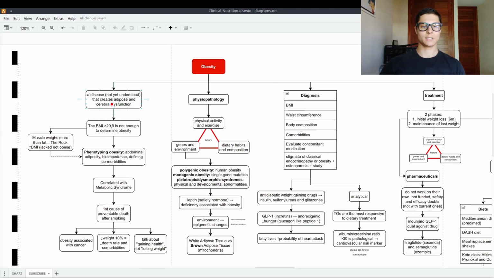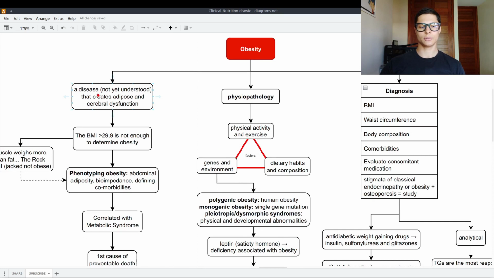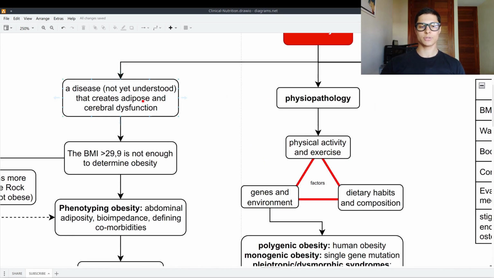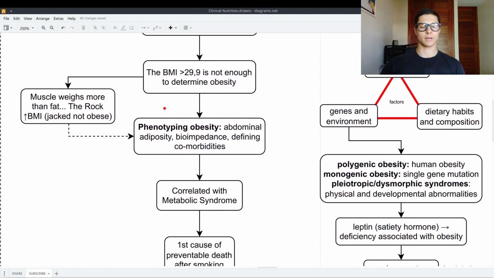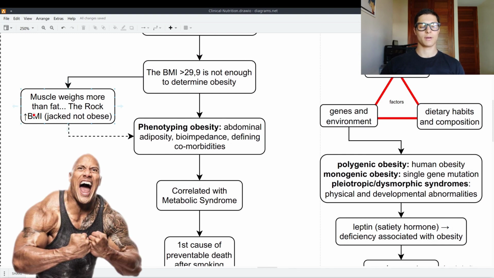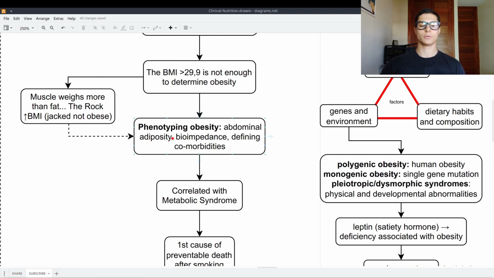Obesity. It is a disease not yet understood that creates adipose and cerebral dysfunction. We say that a BMI over 30 is not enough to determine obesity. An example is that The Rock has a very high BMI, but he is jacked, not obese, because muscle weighs more than fat. So we have to phenotype obesity: abdominal adiposity, bioimpedance, and defining the comorbidities.